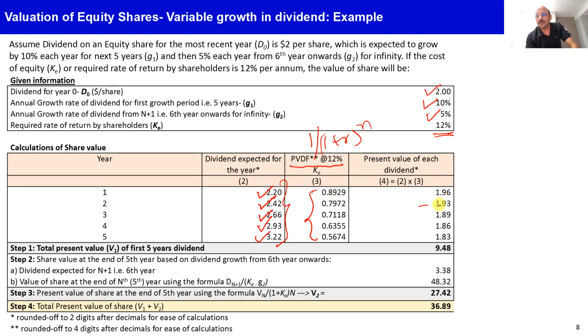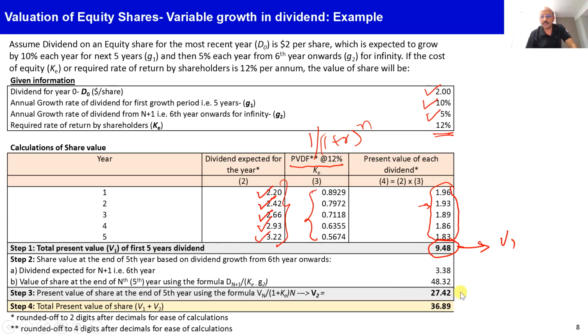So first year becomes 1.96, second year 1.93, and like that we get the present value of the 5 years' dividend, and take a total of that, by which we get the value of our V1, which is the present value of the first 5 years' dividend. So this is V1.